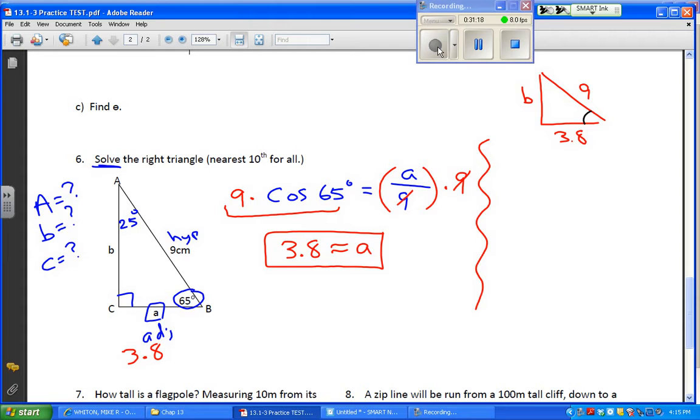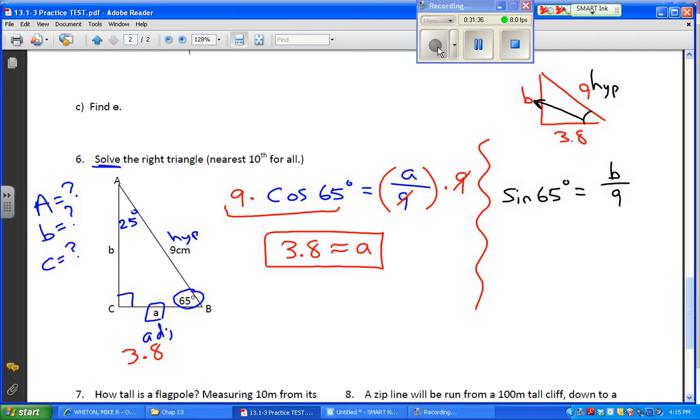So again, that angle was 65, so that's the opposite, and 9 is the hypotenuse. So I could use sine. I could say the sine of 65 degrees is the opposite over the hypotenuse. And it's a very similar problem. It just uses sine instead of cosine. But same exact steps to finish it out, isn't it?